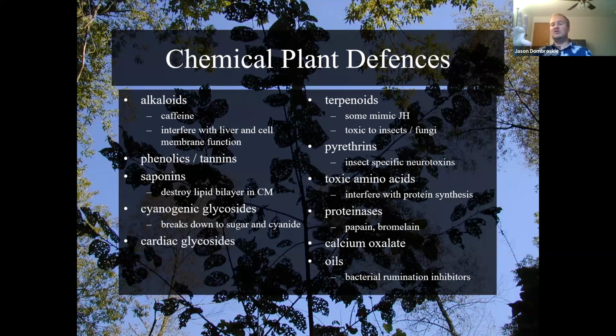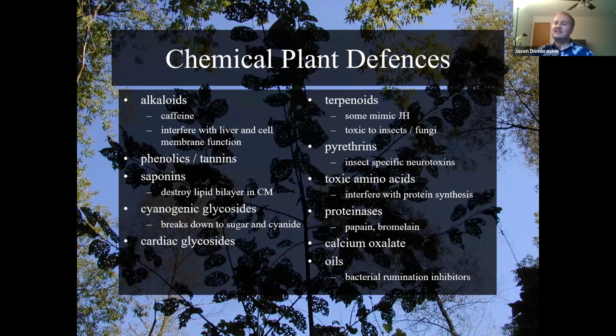You've got toxic amino acids, where basically the insect thinks it's got a regular amino acid, tries to build a protein with it, and it doesn't fold right, so you have a non-functional protein. And then proteinases. This is another important one. So if you eat lots of really fresh pineapple or papaya, you might notice your mouth feels a little raw. That's because they've got proteinases in them, meat tenderizer basically, which breaks down proteins. So they're another plant defense.